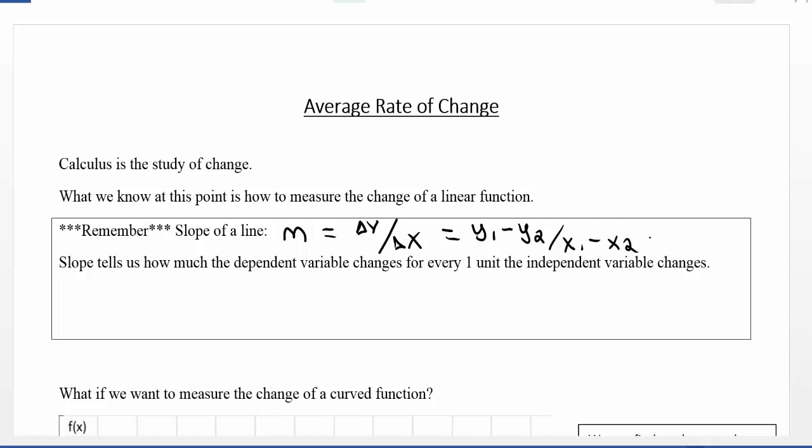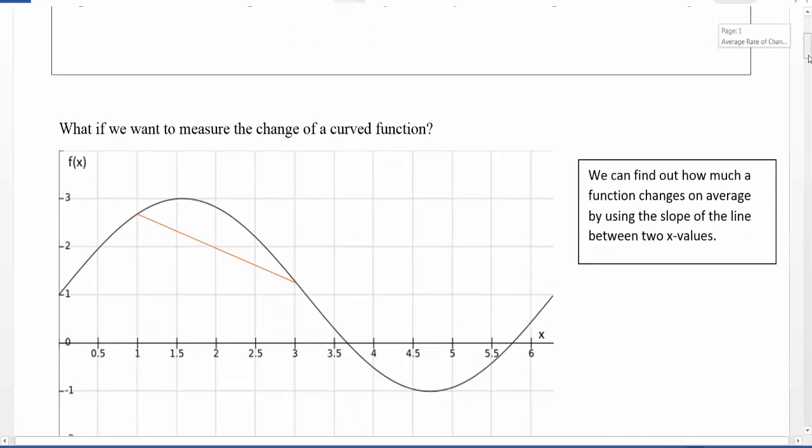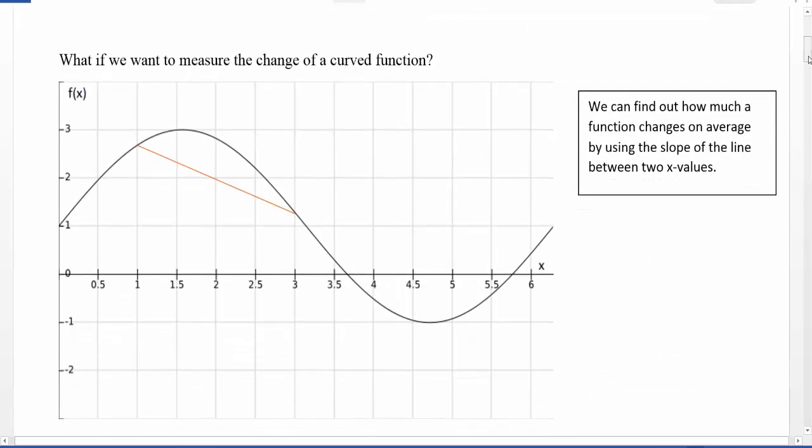So what we want to do is take that idea and see if we can use it to talk about how curved functions change. So consider the following example. What if we want to talk about the change of a curved function? So we have a generic function here, f of x, and we want to find out a little bit about how much it changes between x equals 1 and x equals 3. So you can see that it's a curved line.